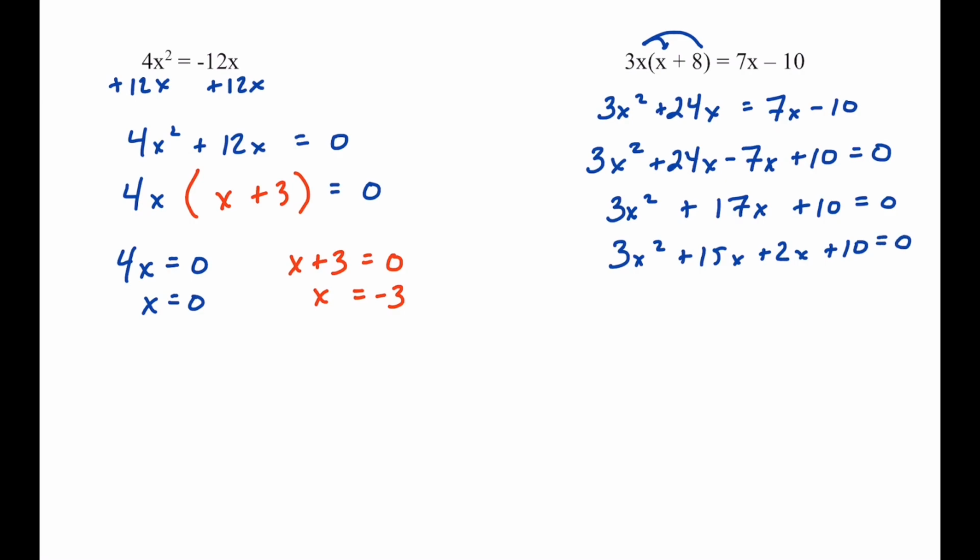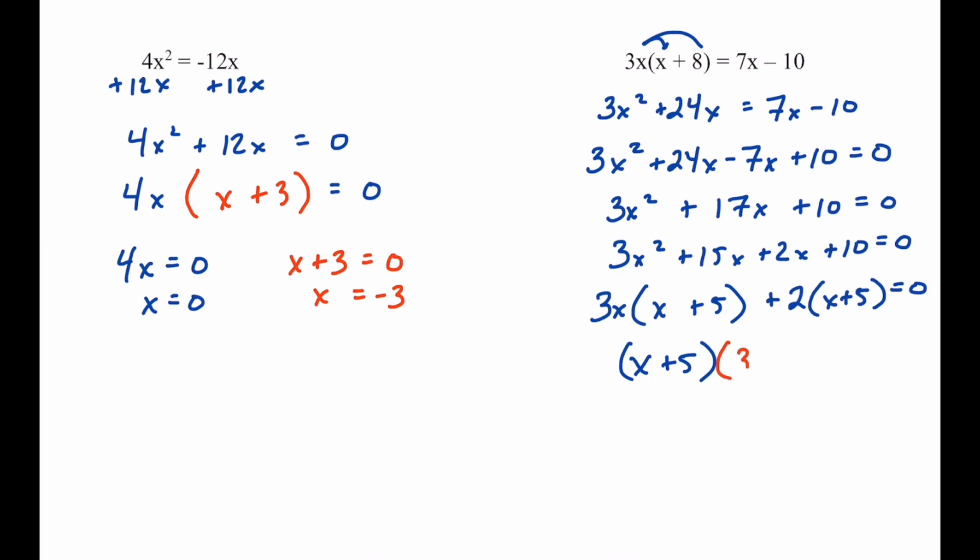You look for a common factor. You pull out a 3x, you're left with x plus 5. Common factor in the next two terms was 2. You're left with x plus 5. Your common factor between those sets of terms is x plus 5. And you're going to be left with 3x plus 2.